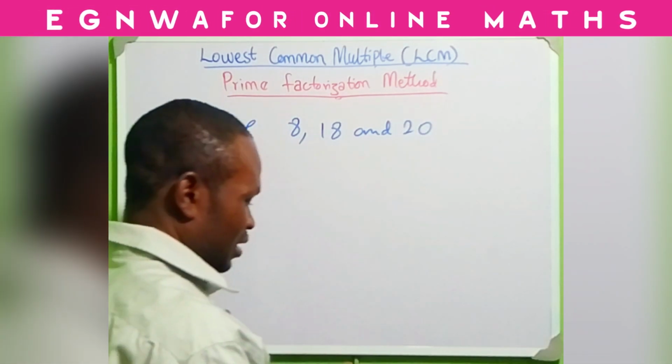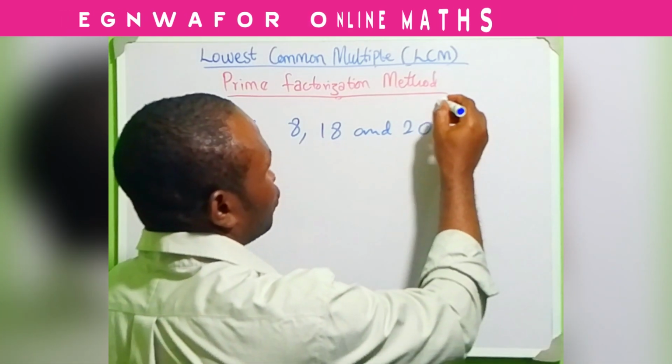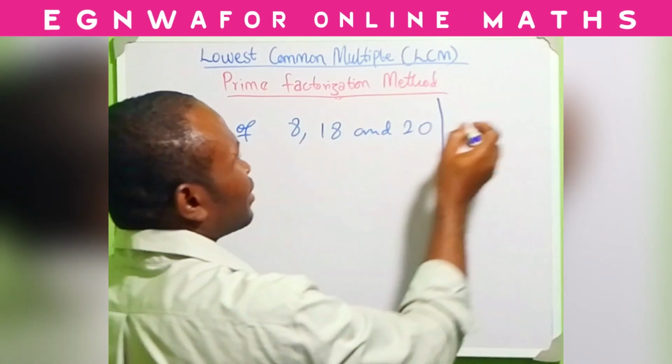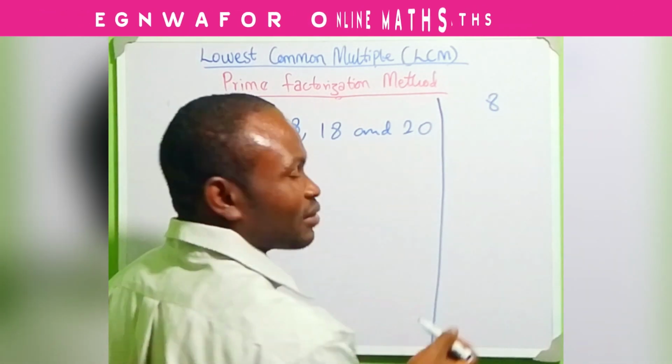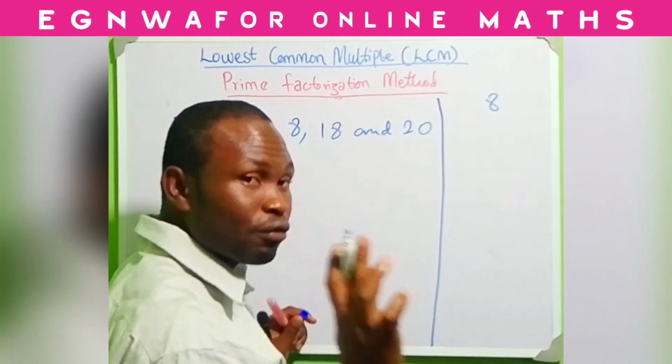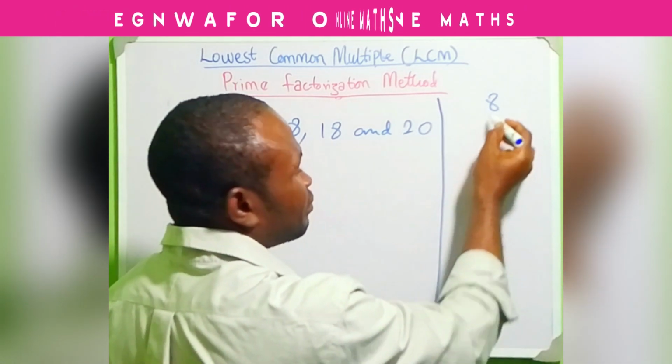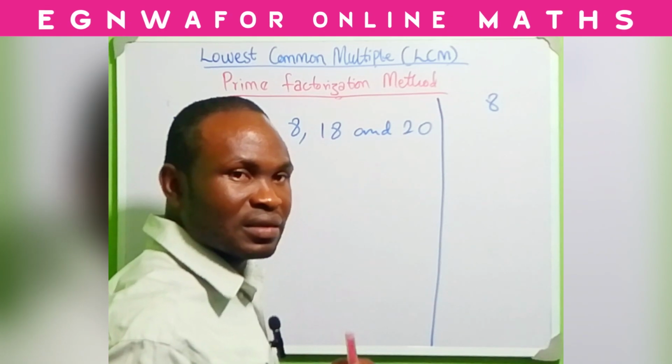Let us assume this side is our rough book as usual. Pick your first number, 8. Write your 8 like this. Just follow me and you will understand it. Now this 8, you will divide with prime numbers.